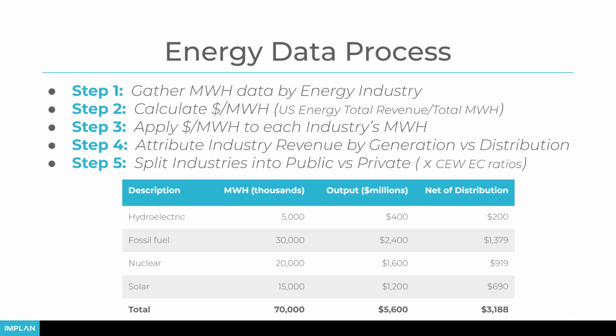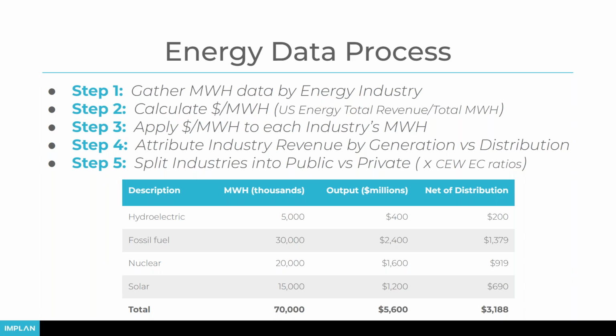We took the total megawatt hours, that's 70,000, and we divided the output in millions here, that 5.6, by the 70,000 to calculate a dollar per megawatt hour. We applied that to each of the industry's megawatt hours. So we applied that value to 5,000, 30,000, 20,000, 50,000 to get the output per individual industry.